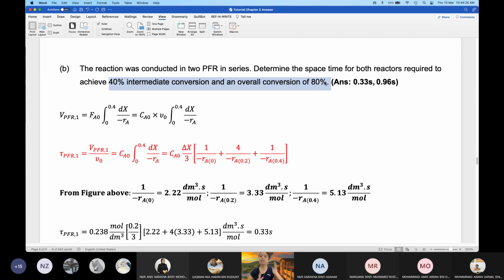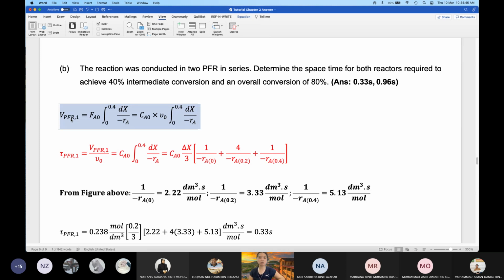Katakan kamu tak sure, again, kamu start je dengan design equation. Sebab kalau melibatkan Levenspiel plot, the table, definitely it will start first from the design equation. So let us start from the design equation. Design equation untuk PFR. Volume PFR 1 equals to, sebab 2 reactor in series.